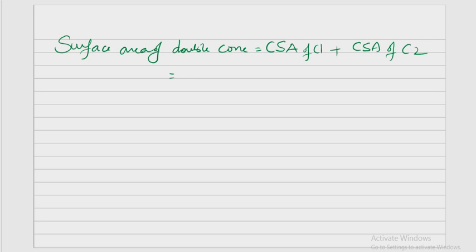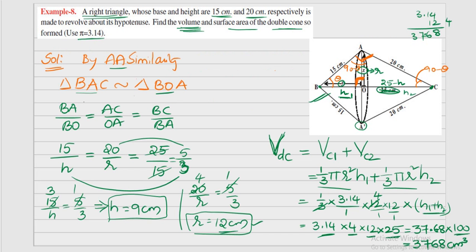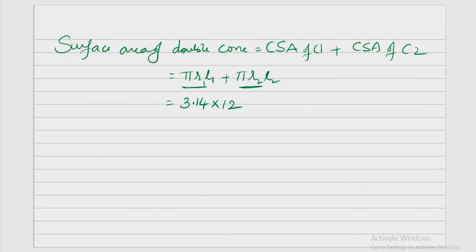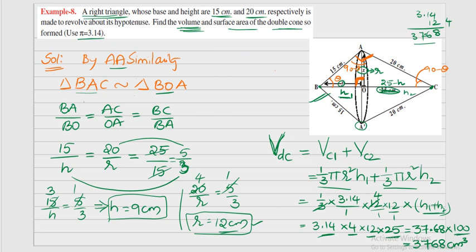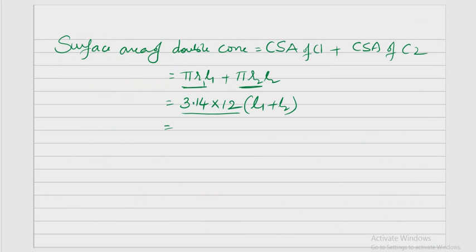So what are the formulas? pi r1 l1, and since both r's are the same, pi r2 l2. So directly 3.14 into radius, how much? 12, I think. So radius is 12 centimeters, right? So radius 12 into L1 plus L2. We have already found 3.14 into 12, no? What is the value? 3.14 into 12 is 37.68.